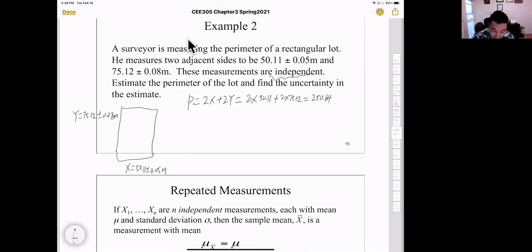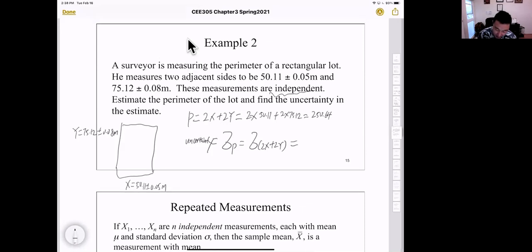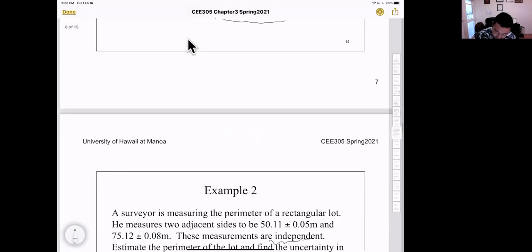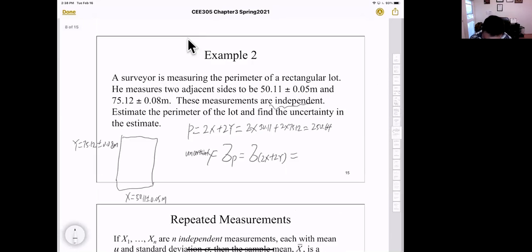Okay, and then for the uncertainty of the parameter p, which is equal to the uncertainty of 2x plus 2y. We have a constant before x and y, so we can think of this constant as the c in the previous equations.